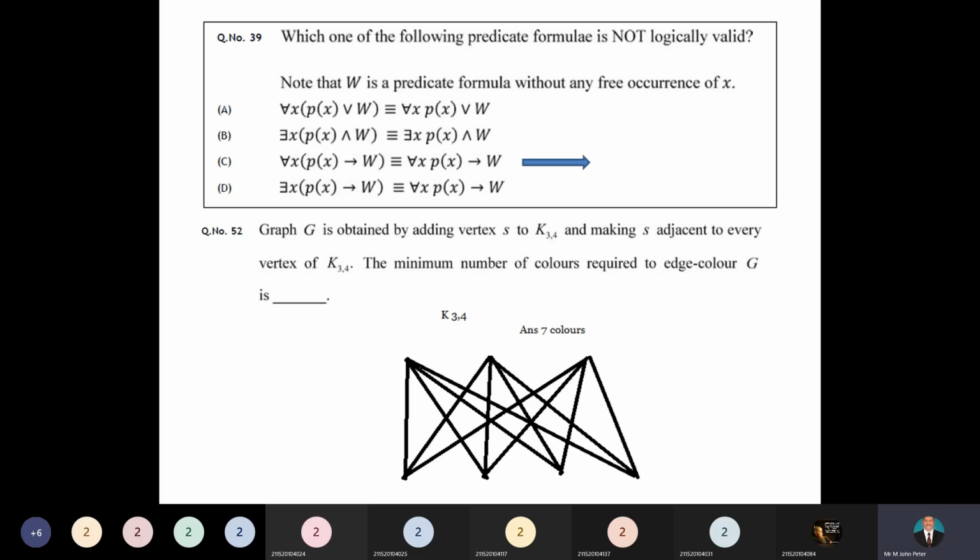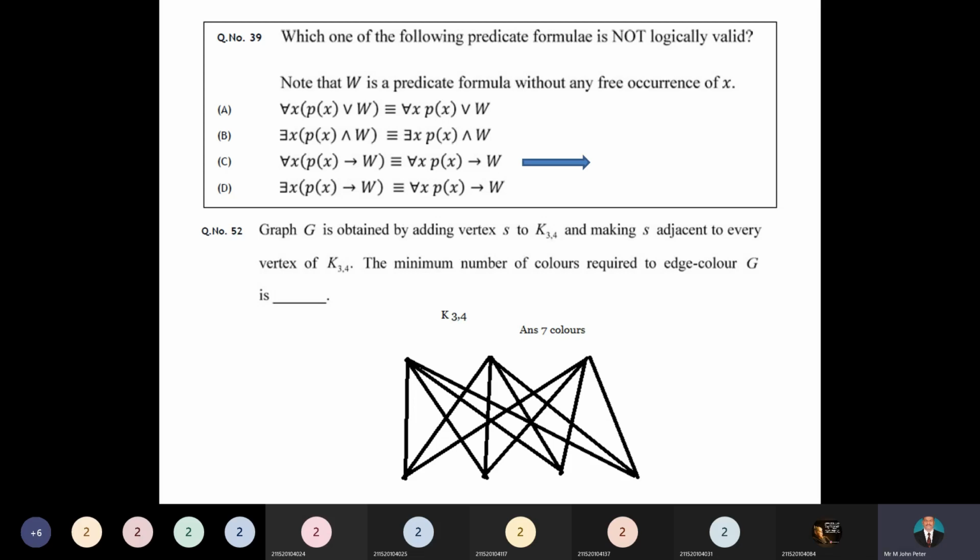Next question: graph G is obtained by adding vertex S to K3,4 and making S adjacent to every vertex of K3,4. What is the minimum number of colors required to edge color the given graph? Okay, so the K3,4 graph that you are seeing on the screen. The diagram will not be given, only the question. You have to draw and identify the graph. How many colors are required?